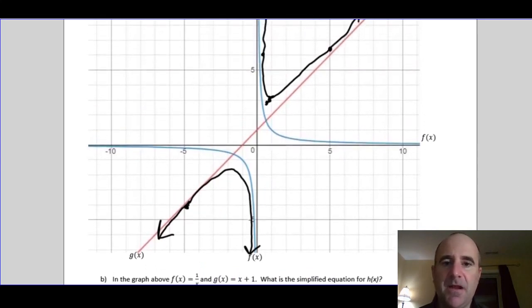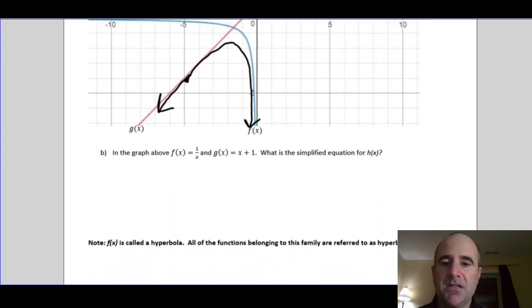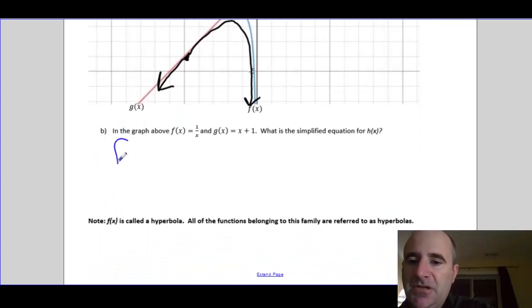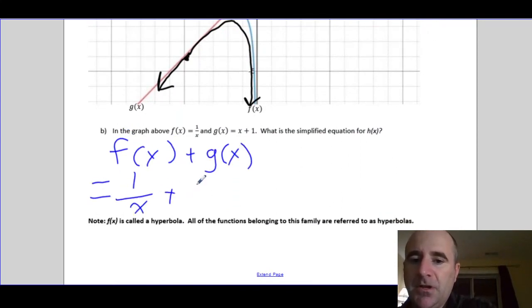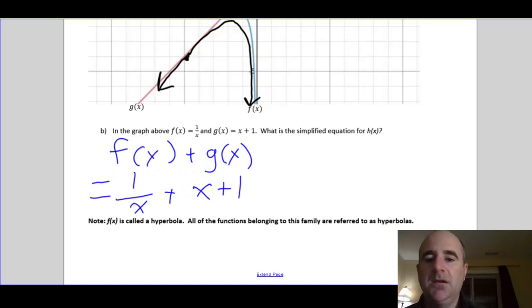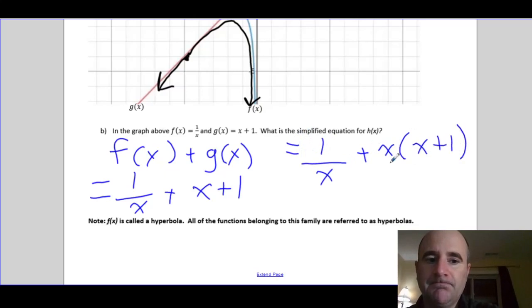So that means that the graph that I've added, the black curve here, is actually the graph of f of x plus g of x, or 1 over x plus x plus 1. Now I can combine those or simplify that expression by coming up with a common denominator. The common denominator, of course, just being x. Just like that. And so then I've got a common denominator, so I can write it all over x. And here you get x squared plus x plus 1.